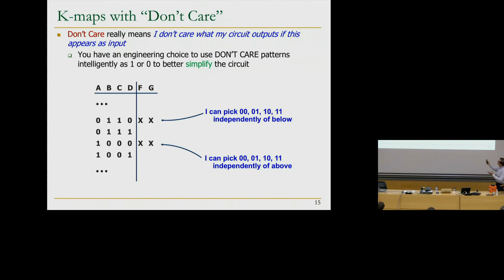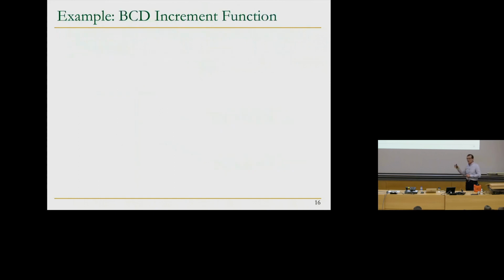So this is a cooked up circuit. It's 4 input, 2 outputs, as you can see. For some reason, for these inputs, I do not care what the outputs are because maybe those are not valid input combinations. Let's take a look at why this may happen. Basically, if these are XX, you can pick 0, 0, 0, 1, 1, 0, 1, 1 independently of anything. Okay, so let's take a look at an example.